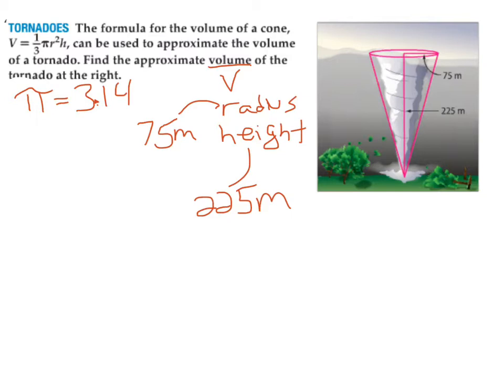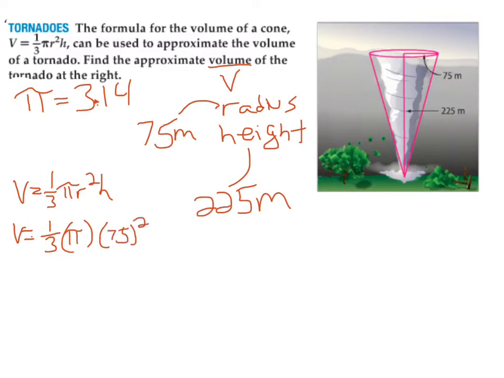So let's go ahead and try to do this. Let's start with the equation. V equals 1/3 pi r squared h. Let's plug our values in. So V is equal to 1/3 of, I'm going to leave this as pi for now, and we can use calculator pi, r squared, 75 squared, times 225.